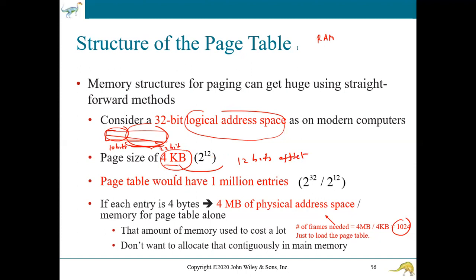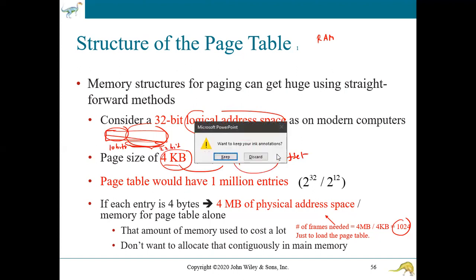The page size is what? 4 kilobyte, isn't it? Yes. So the frame size is what? 4 kilobyte. 4 kilobyte is 2 to the power of 12. That means 12 bits are required for offset. Exactly. Do you agree? Yes or no?